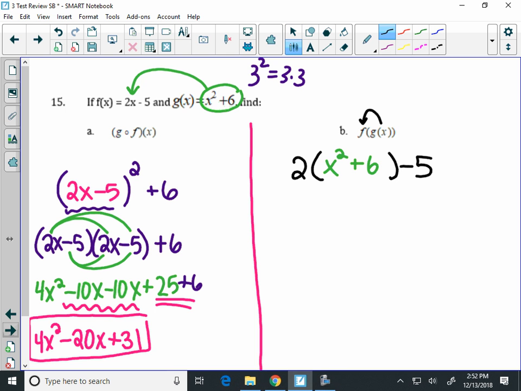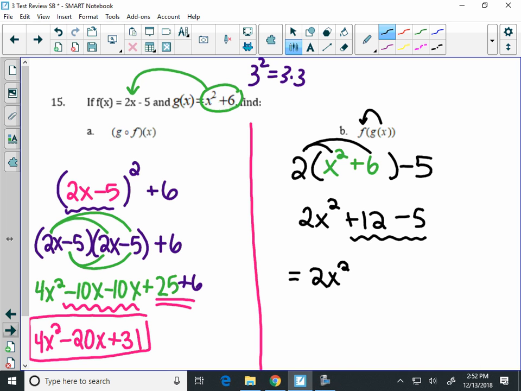Now you just have to simplify here. I'm going to distribute the 2, which gives me 2x squared plus 12, then our minus 5. And we finish by combining like terms. 2x squared plus 7. That is the value of f of g of x.